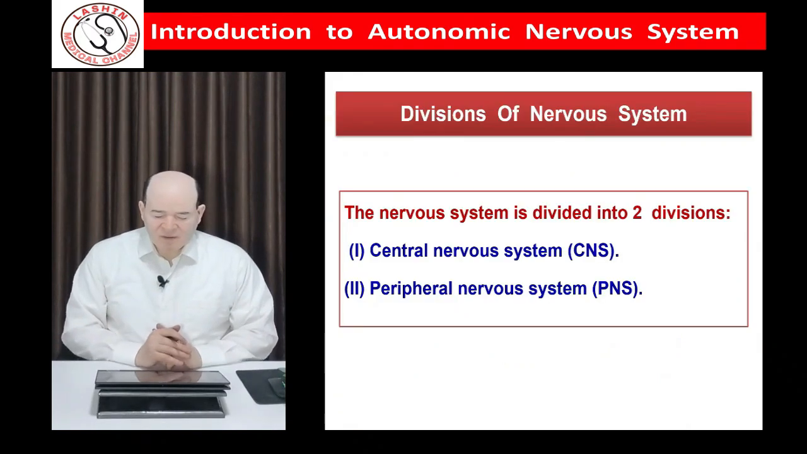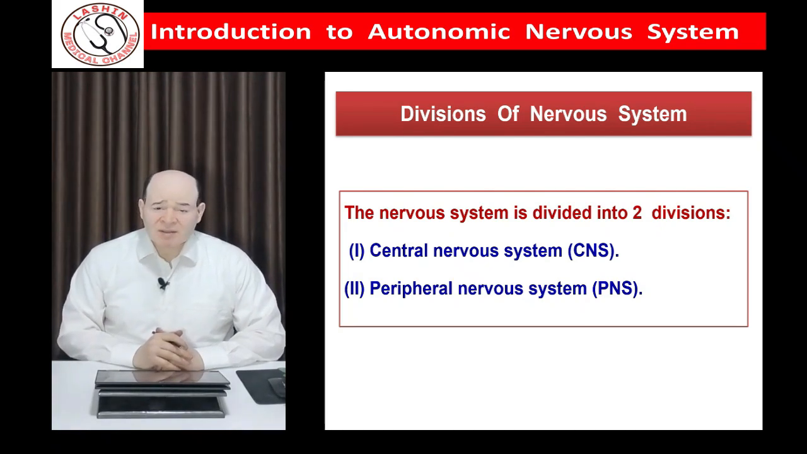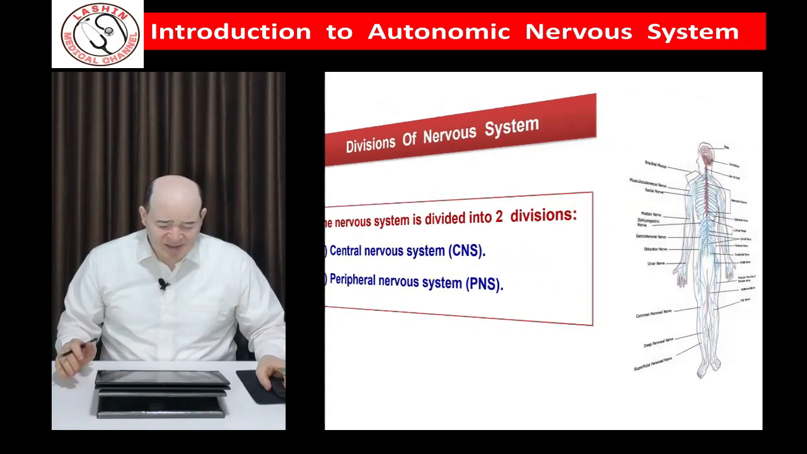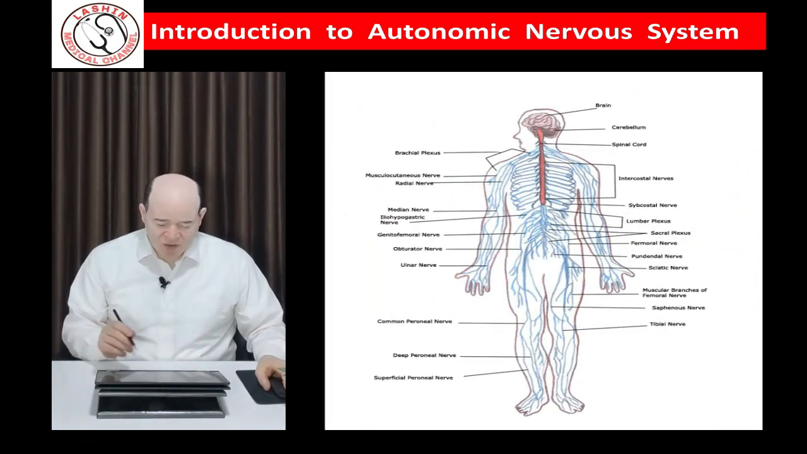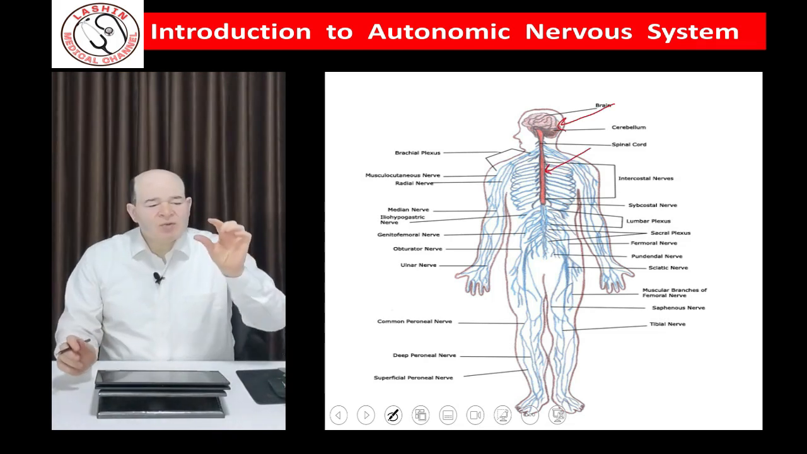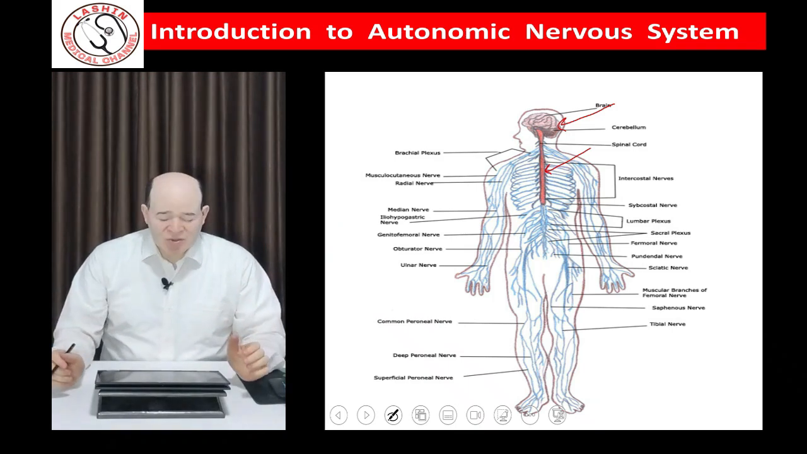Divisions of the nervous system: we can divide our nervous system in general into 2 main divisions: the central nervous system and the peripheral nervous system. The CNS involves 2 main components. These components are the brain and the spinal cord. These 2 components only are the CNS. They are central in position and they are central in function.